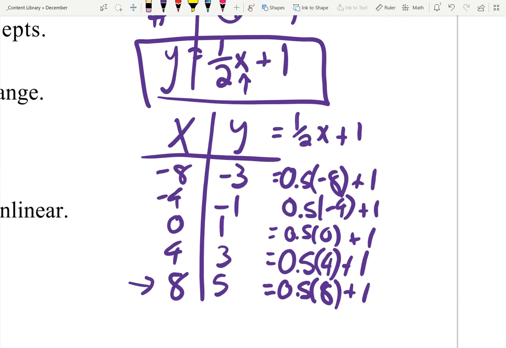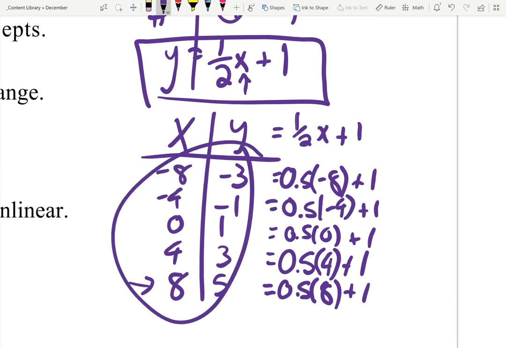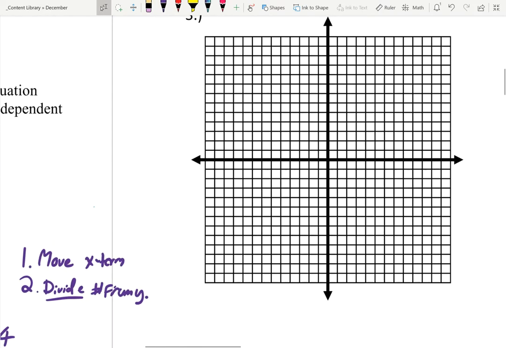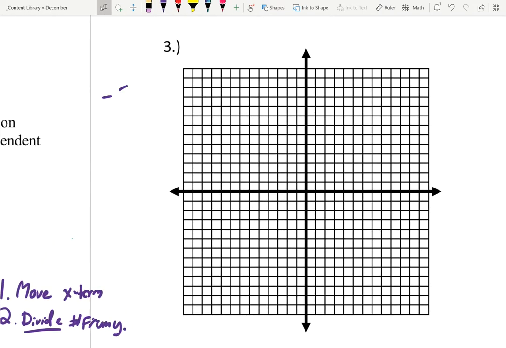We now know the points that we need to put on the graph. All that's left to do is to put these points on our graph. So we go to our graph. Let me rewrite the points. We have negative 8, negative 3; negative 4, negative 1; 0, 1; 4, 3; and 8, 5. So let's put these on the graph. So negative 8, negative 3. So 1, 2, 3, 4, 5, 6, 7, 8. And negative 3, that's going to be here. So negative 8, go 8 spaces this way, and then 3 spaces down.